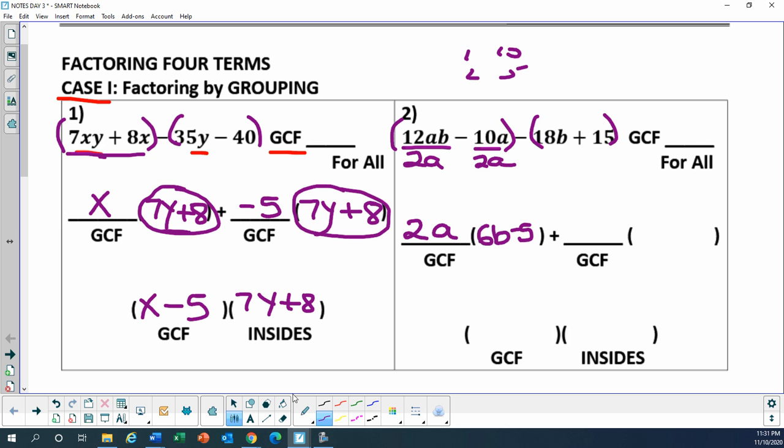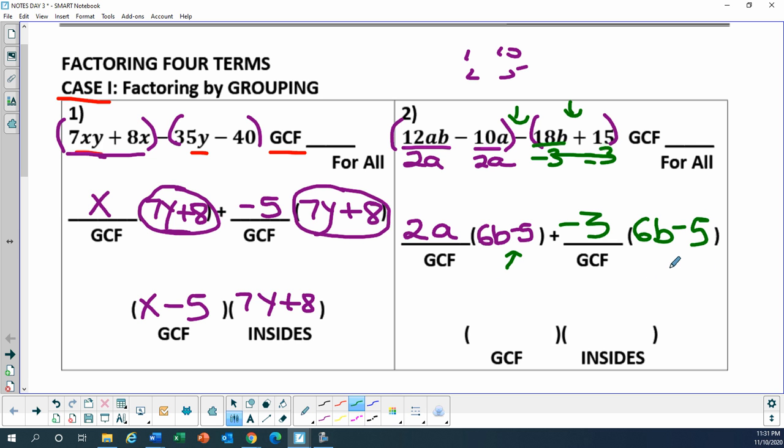Then I look at the second pair, right? Negative 18B plus 15. They both have 3 as their GCF. But since this is negative and this is positive, if I take negative out, this changes to negative, which matches what I have here. So I'm taking negative 3 out, right? What is left? I'm going to divide this by negative 3. So negative 18B divided by negative 3 is going to be positive 6B, and 15 divided by negative 3 is going to give me negative 5, right?